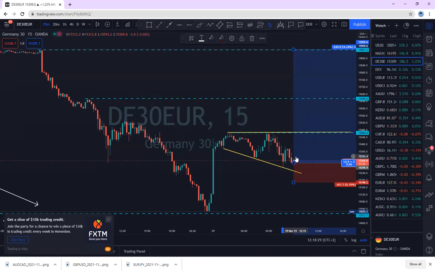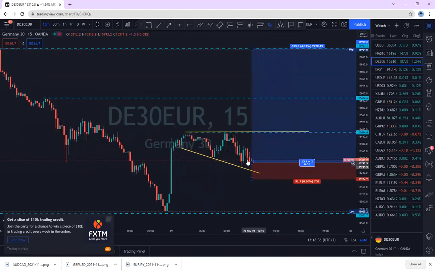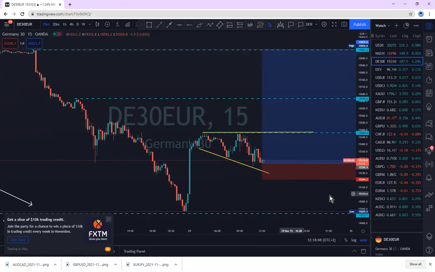If this candlestick closes bullish, then you can buy, and the stop loss will be below it. Just look out for this 15 minutes candlestick. If it closes above as a bullish candlestick, then buy, and your first take profit is going to be this one, and then second take profit, and then third take profit.